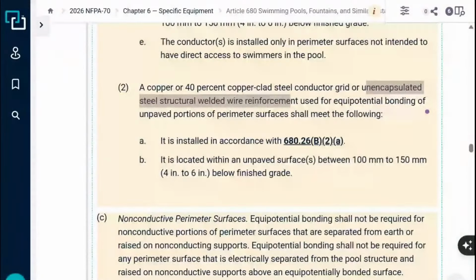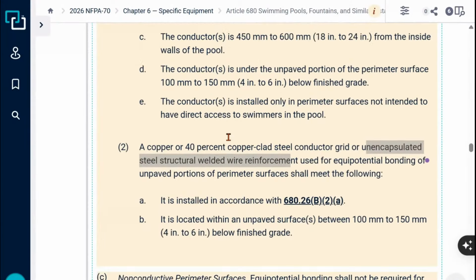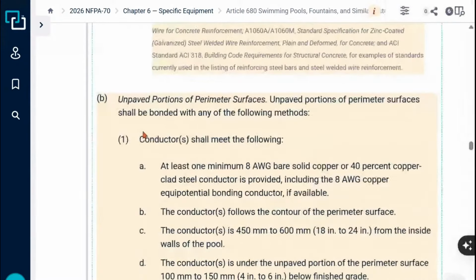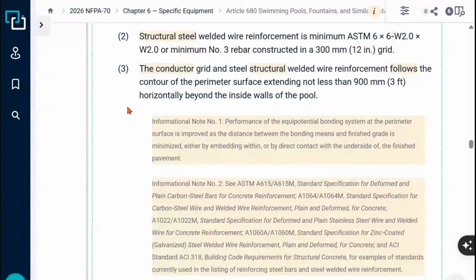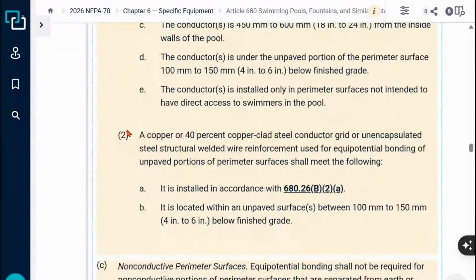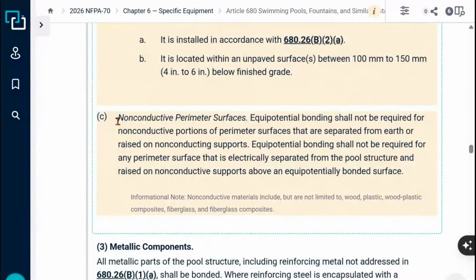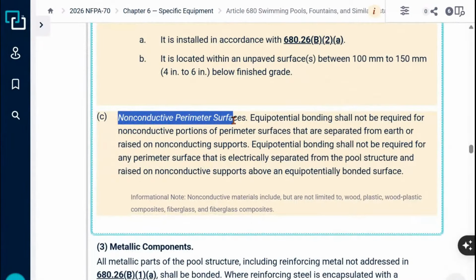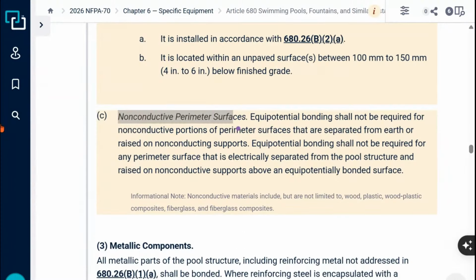Okay. All right. So real quick, let's go to the NEC on this one. So again, we've covered these two. So that's very, very important to realize: paved and unpaved. All right. What about C? Non-conductive perimeter surfaces. Okay, what are we talking about? Wood, plastic, Trex board, Trex, all those non-conductive perimeter surfaces, right?